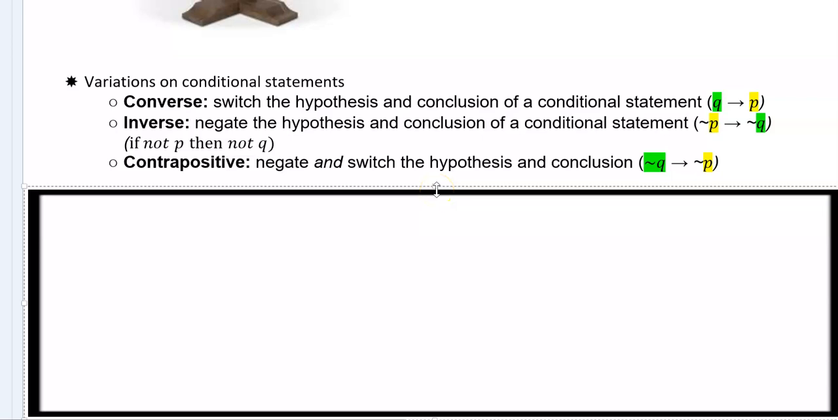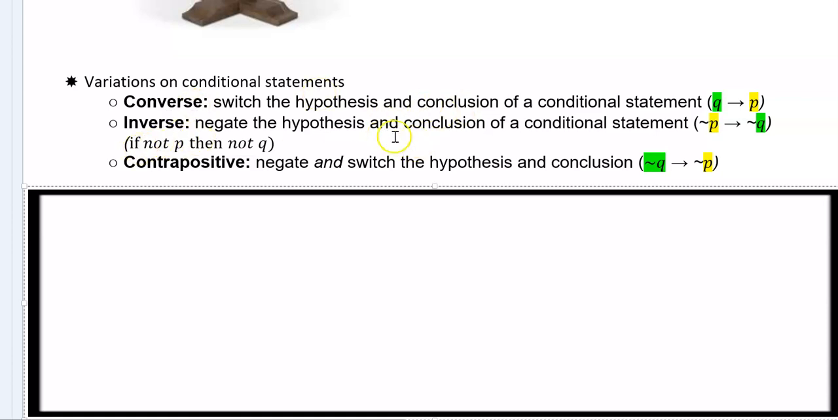And then finally, we have our contrapositive. The contrapositive is the mixture of the converse and the inverse. You negate both the hypothesis and conclusion, and you switch them. So when I'm creating the contrapositive, I like to create the inverse first, so put in that word not, and then switch the parts around.